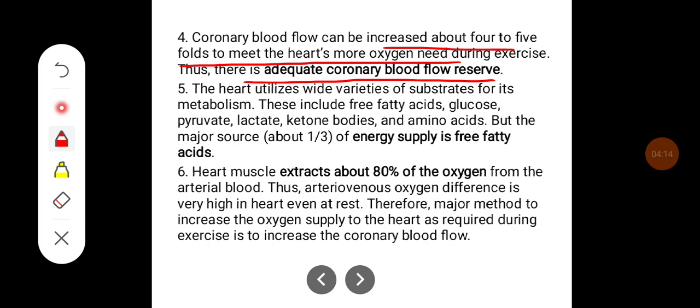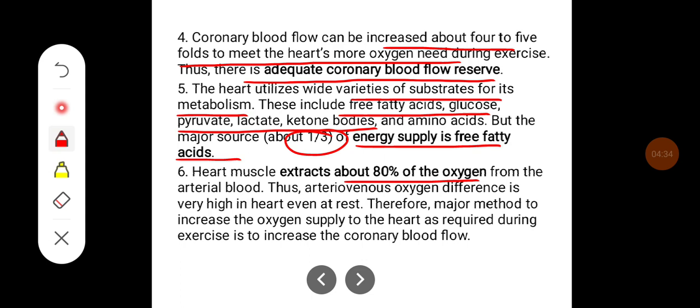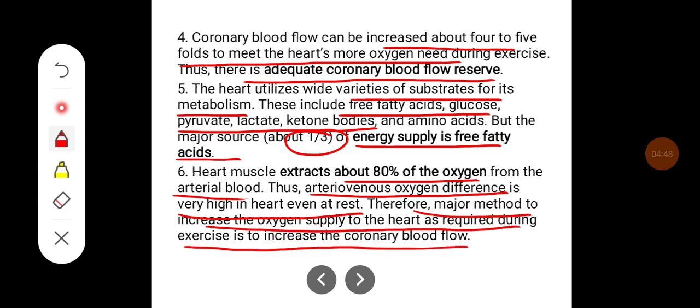The heart utilizes wide varieties of substrate for its metabolism. These include free fatty acids, glucose, pyruvate, lactate, ketone bodies, and amino acids. But the major source, about one-third of the energy supply, is free fatty acids. Heart muscle extracts about 80% of the oxygen from the arterial blood. Thus, arteriovenous oxygen difference is very high in heart even at rest. Therefore, major method to increase oxygen supply to the heart as required during exercise is to increase coronary blood flow.